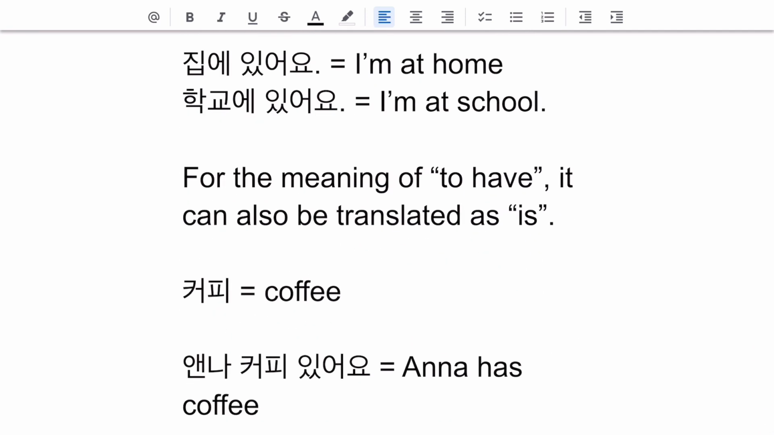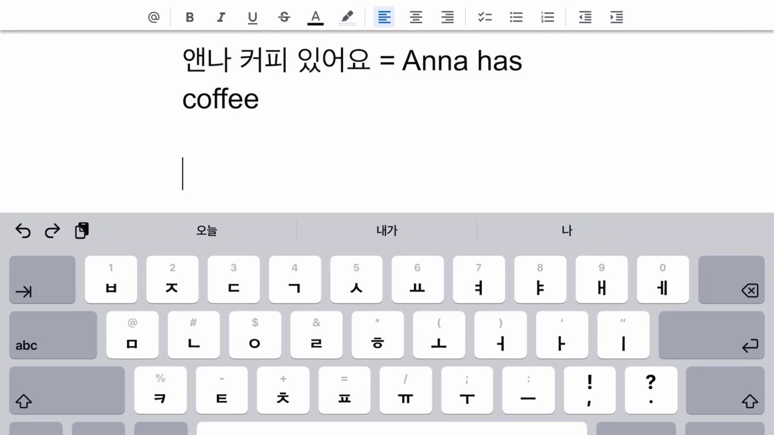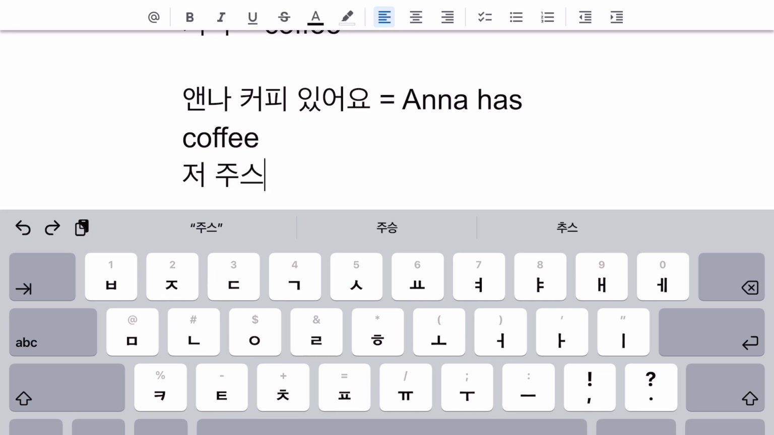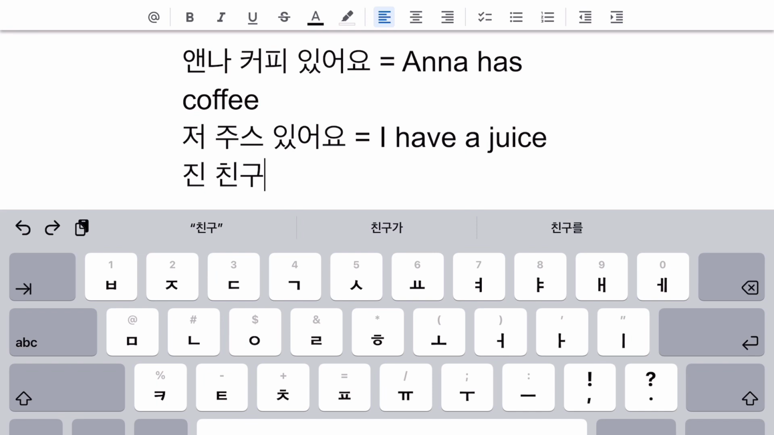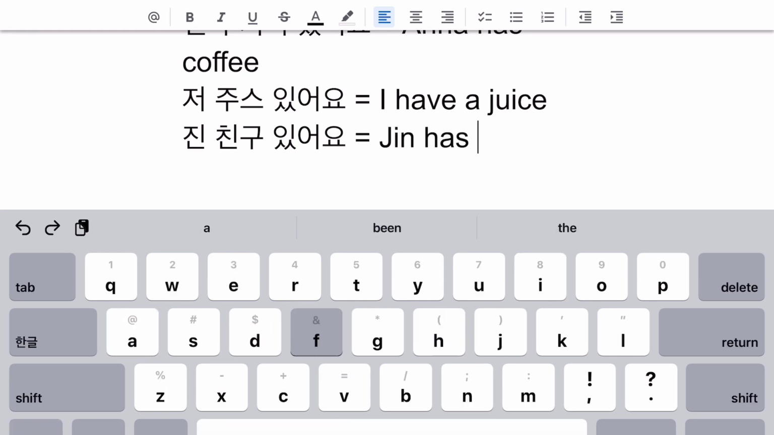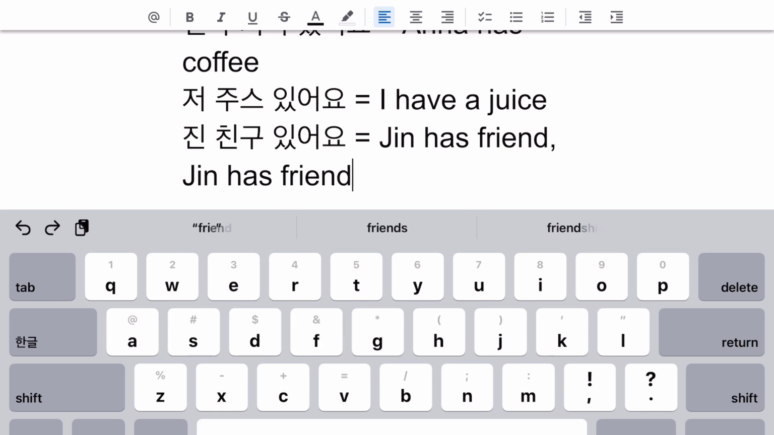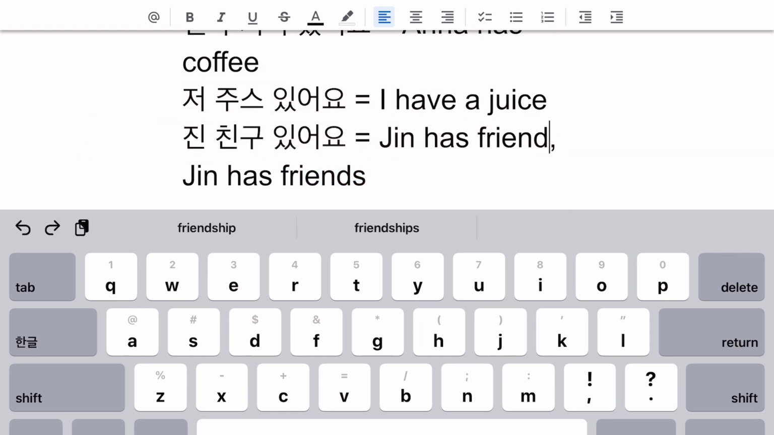Now, for the meaning of to have, it can also be translated as is. And I have one example for this. Anna is our subject. 커피 있어요. Anna, 커피 있어요. Anna has a coffee. I can say 저 주스 있어요. I have a juice. I can say 진 친구. 친구 means friend. 진 친구 있어요. Jin has friends, or Jin has a friend. So this is another good thing to know. In Korean, they don't really have plurals like this. So we don't need to add anything. We can just assume friends. It could be friends or it could be one friend.